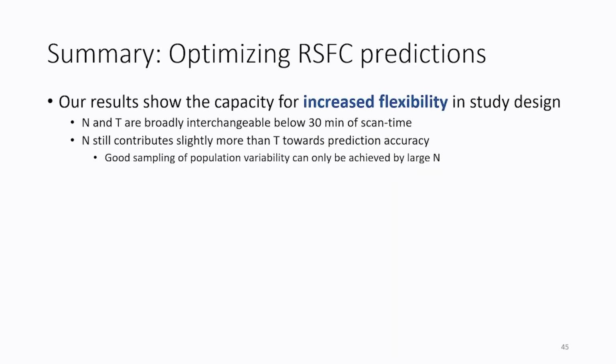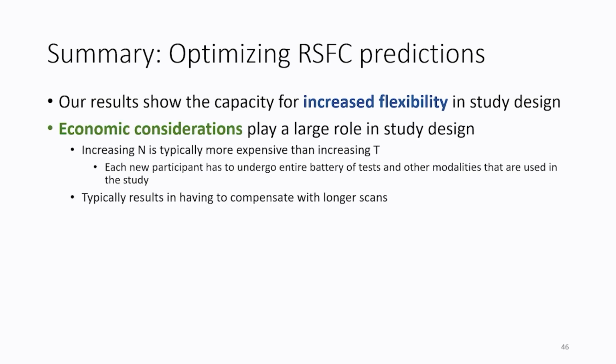All right, so on to the results. Our results show that there's capacity for increased flexibility in study design. The sample size and scan duration are quite interchangeable below 30 minutes of scan time. But also do note that a good sampling of population variability requires a large N. We also show that economic considerations play a large role in study design. Typically, increasing your subjects may cost much more if you need them to go through a battery of other tests, imaging modalities as part of the study as well.